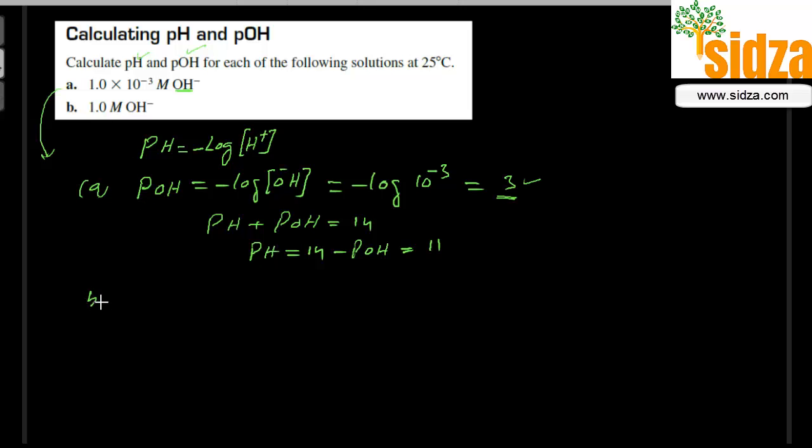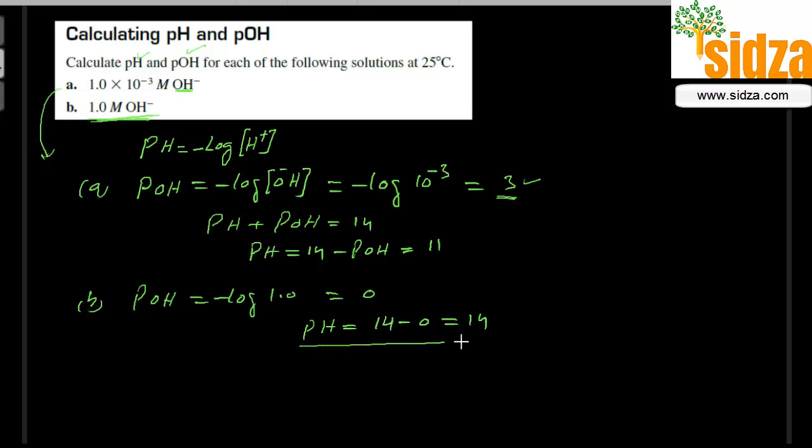So what about solution B? Again, we know the concentration of hydroxide ions here, so we can again use the pOH formula. The pOH will be equal to negative log of 1.0, which is equal to 0, correct? So the pOH for this solution is 0, and therefore the pH will be 14 minus 0, which is 14. So this solution has a pH of 14 and a pOH of 0, right?